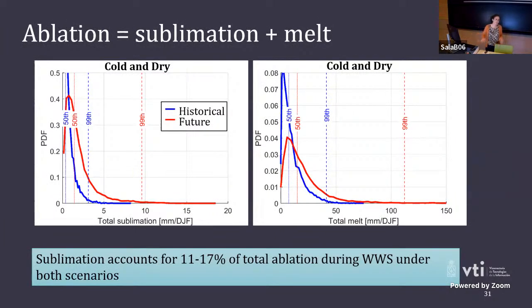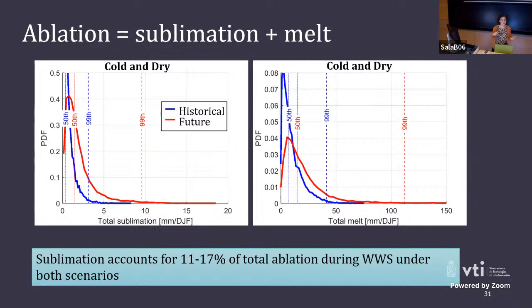This is the part where I will explain a little bit more about the difference between sublimation and melt. Why do we care about separating the ablation? It's because sublimation is lost to the atmosphere, but melt is something that we potentially can store in reservoirs. So it's important to make the separation, to know that even though the water is melting, it might be stored downstream.